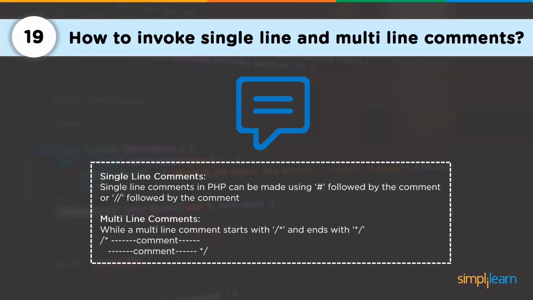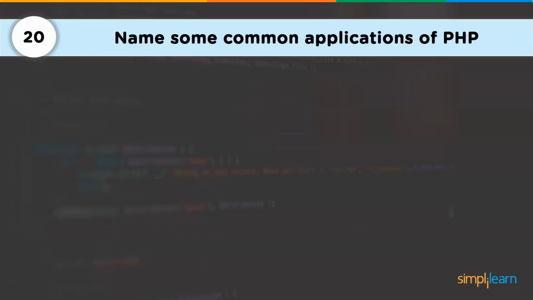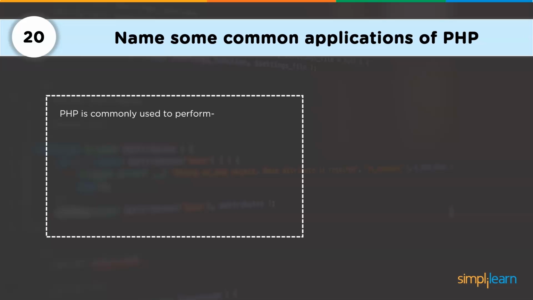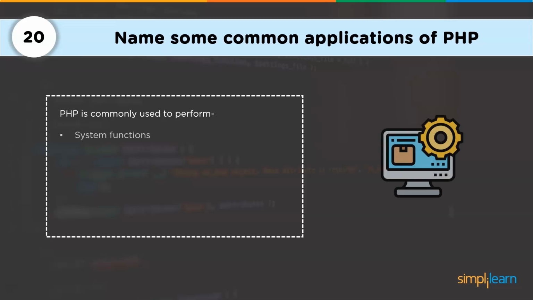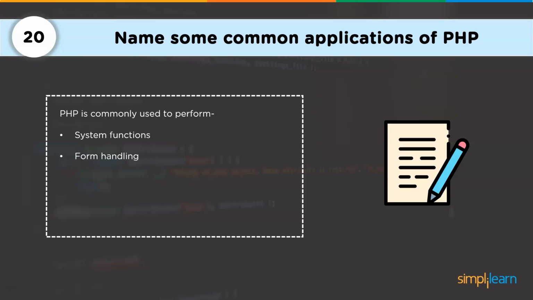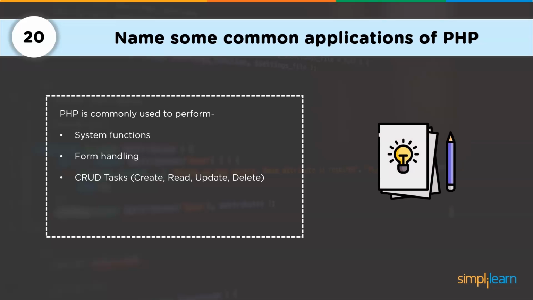Now let's move on to the next question, that is, name some common applications of PHP. Some of the most commonly used PHP applications are system functions and form handling. PHP is very commonly used to handle the forms that you see on web pages. CRUD tasks. CRUD tasks are create, read, update and delete. When you are working with databases, this is a very important part of using databases, that is CRUD, and PHP is used very commonly in that.